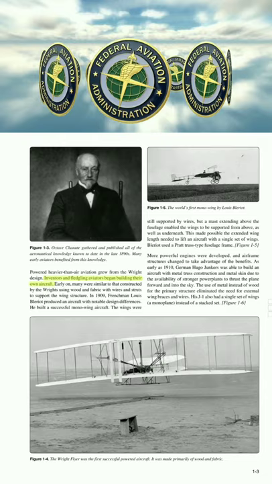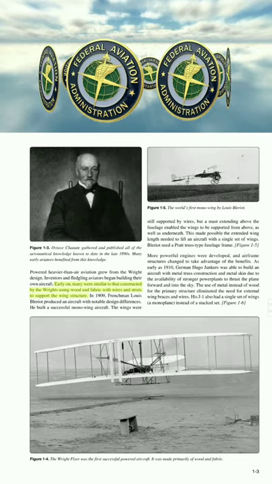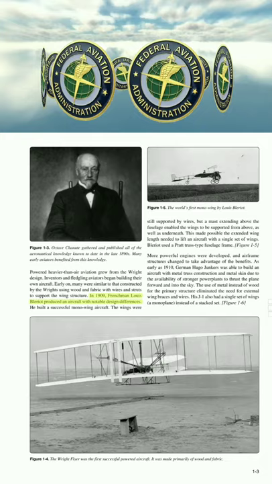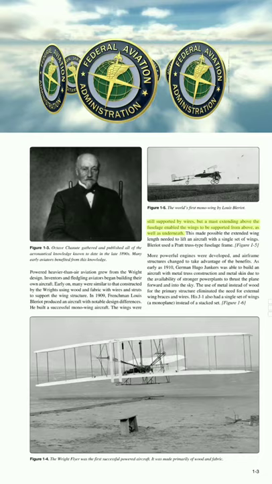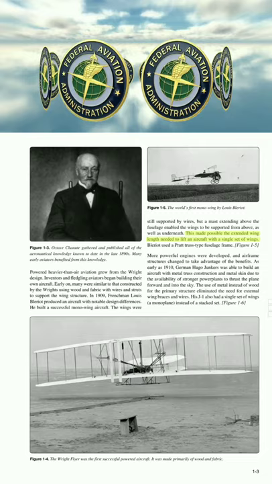Early on, many were similar to that constructed by the Wrights, using wood and fabric with wires and struts to support the wing structure. In 1909, Frenchman Louis Bleriot produced an aircraft with notable design differences. He built a successful monowing aircraft. The wings were still supported by wires, but a mast extending above the fuselage enabled the wings to be supported from above, as well as underneath. This made possible the extended wing length needed to lift an aircraft with a single set of wings. Bleriot used a Pratt truss-type fuselage frame.